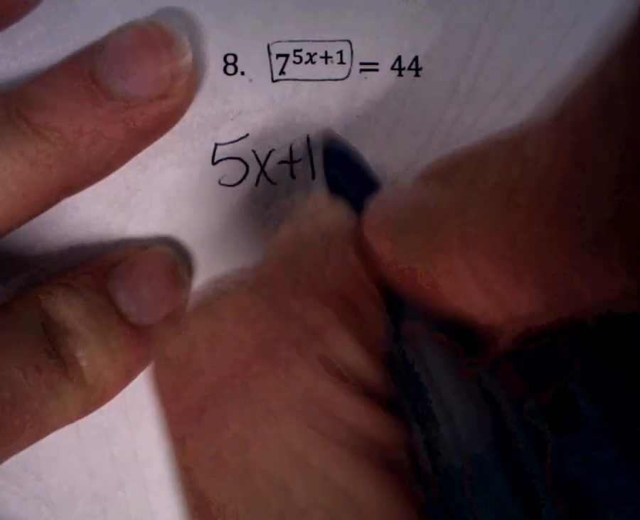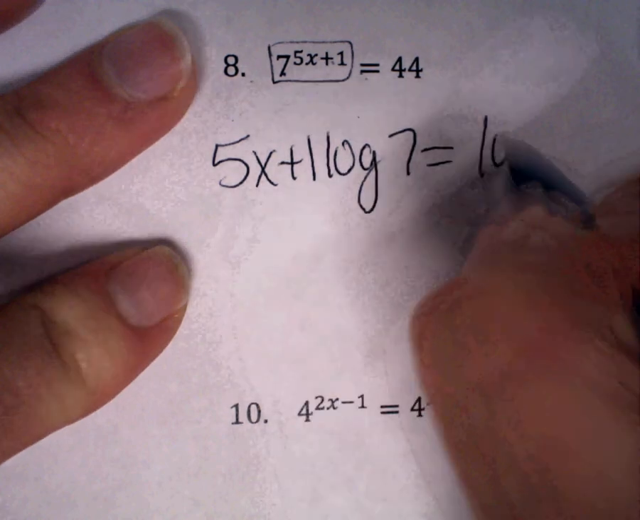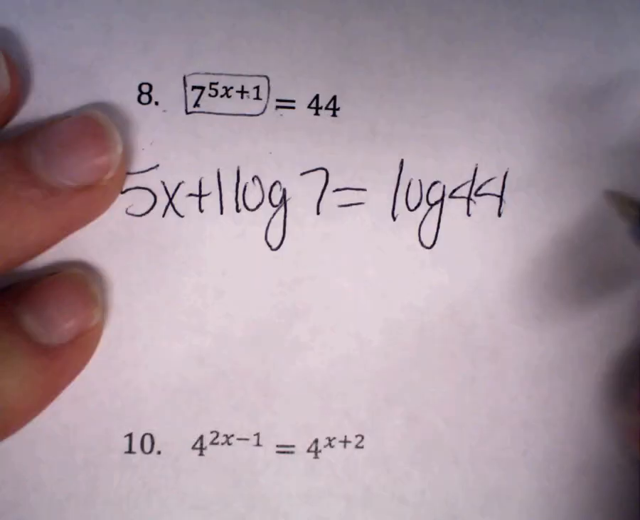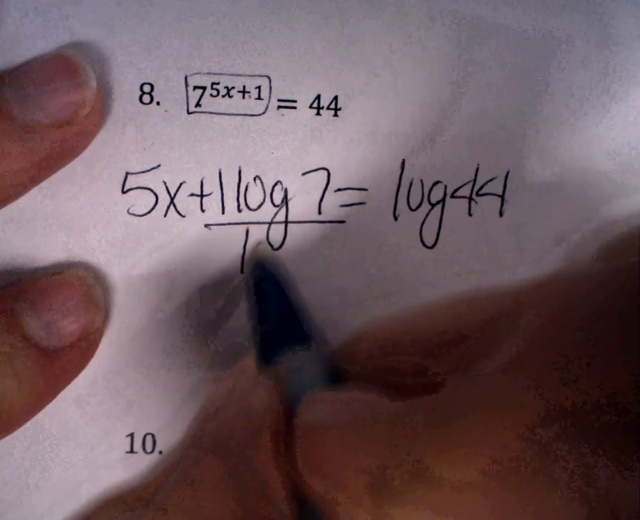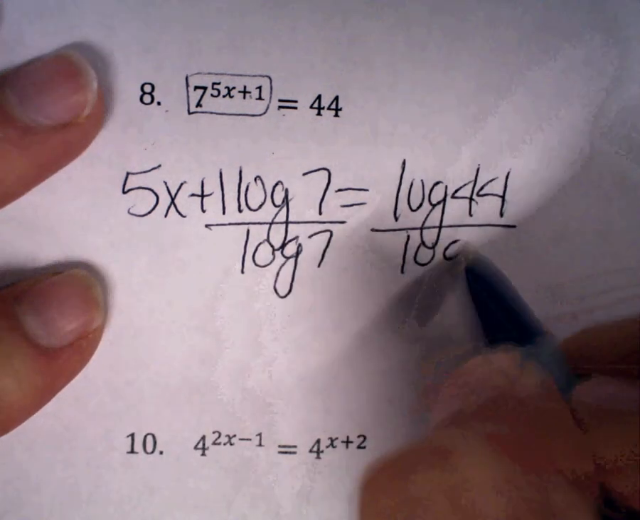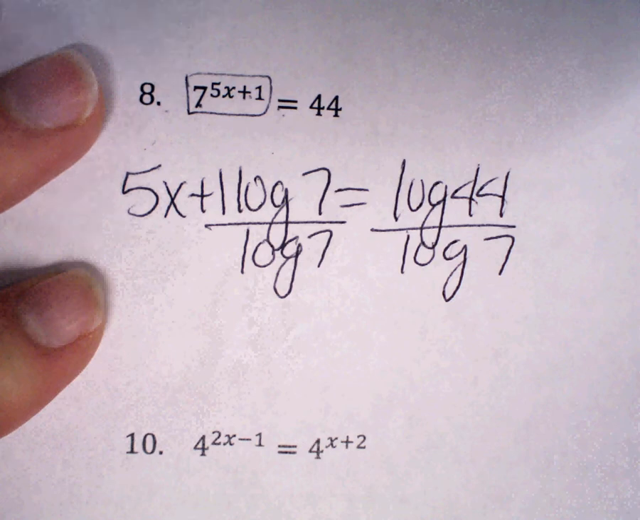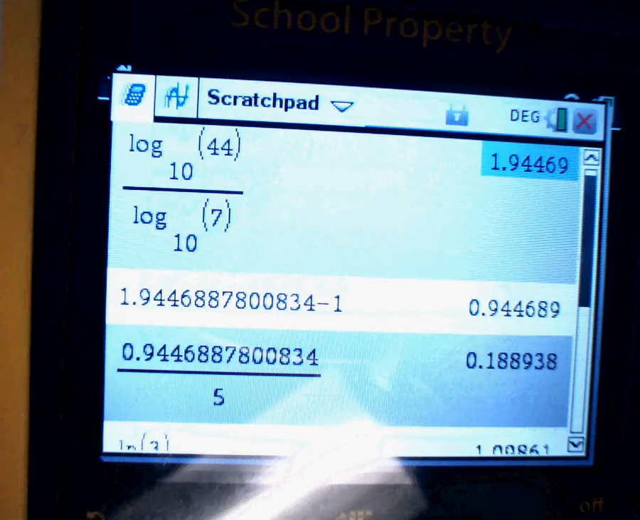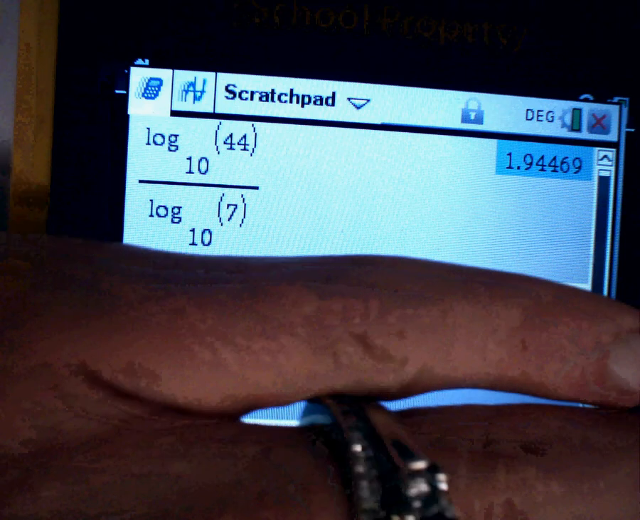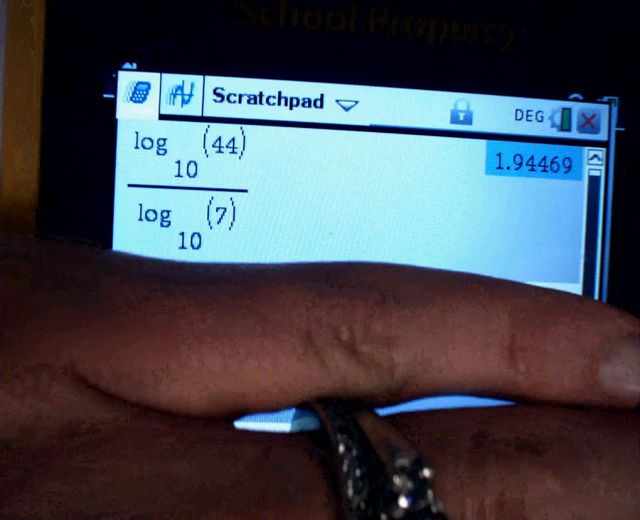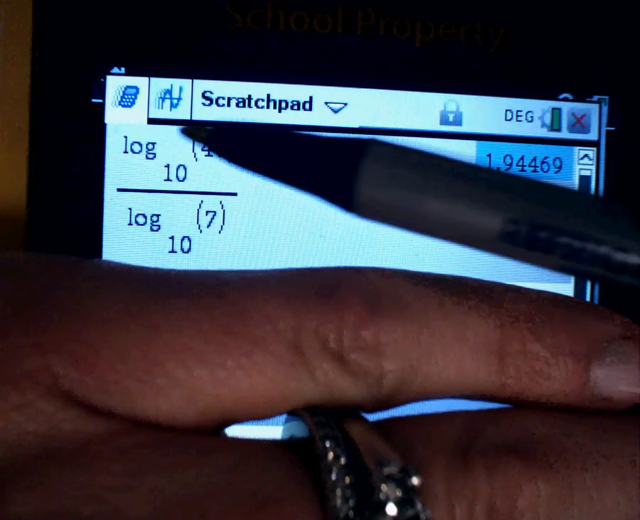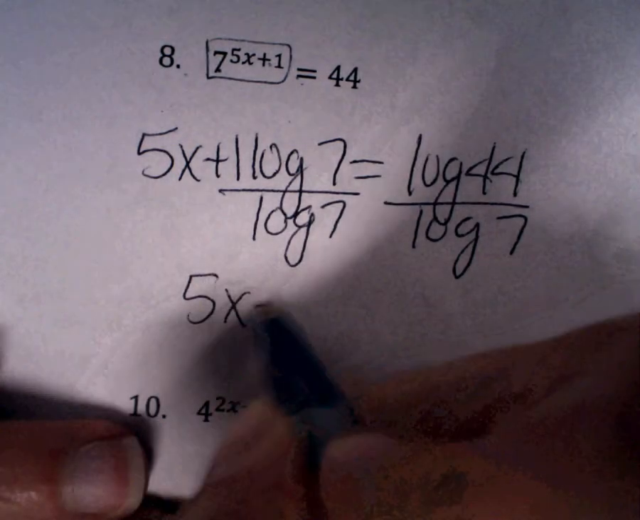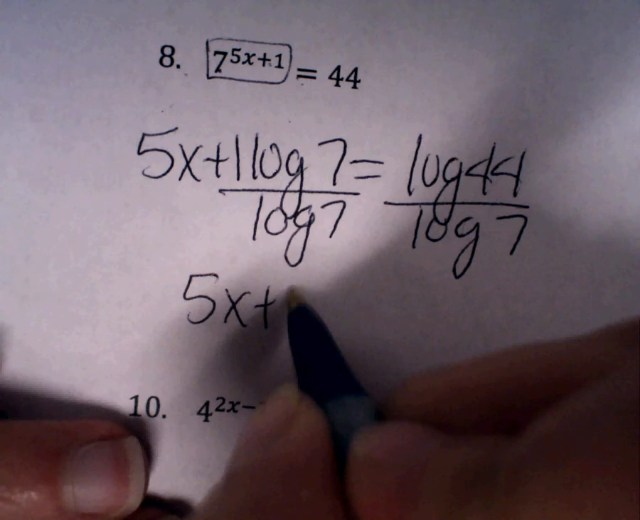So 5x plus 1 drops down in front of the log 7, and I log 44. You have to, no matter what, type log 7 dividing into log 44. So I'll show you what that looks like. I've already done it in my calculator. Here, looking up here, log 44 divided by log 7 is this decimal. You have to type the logs. So if I look at what's left, I have 5x plus 1 equals some calculator number.